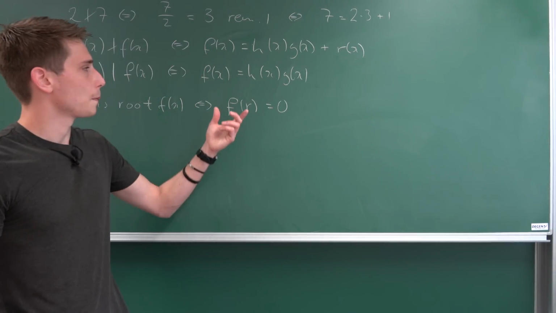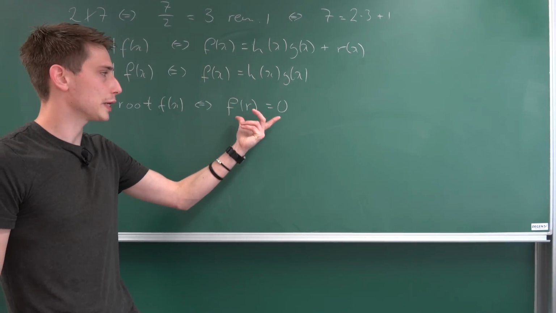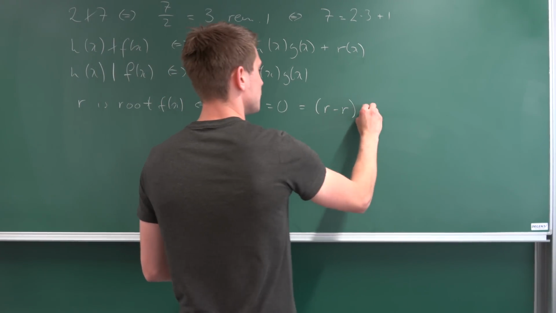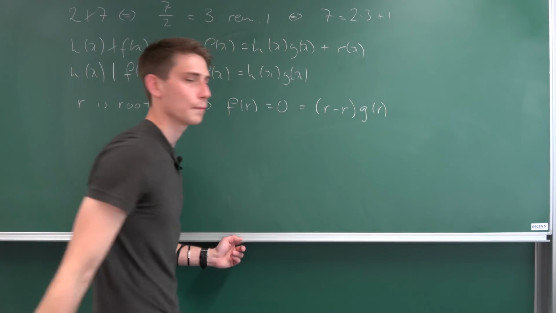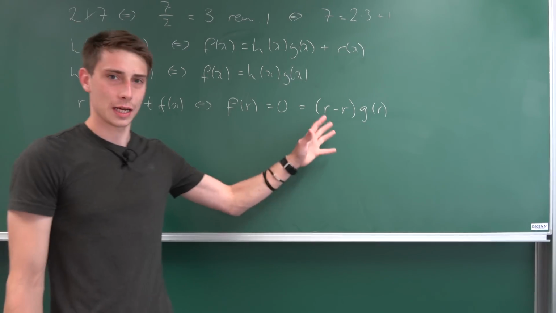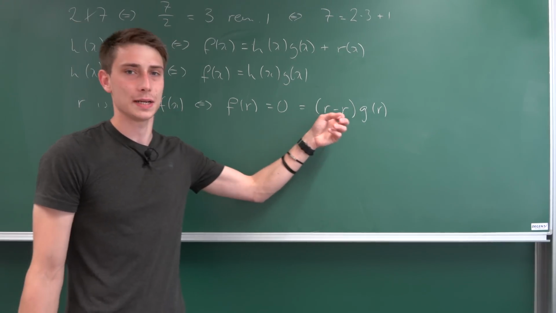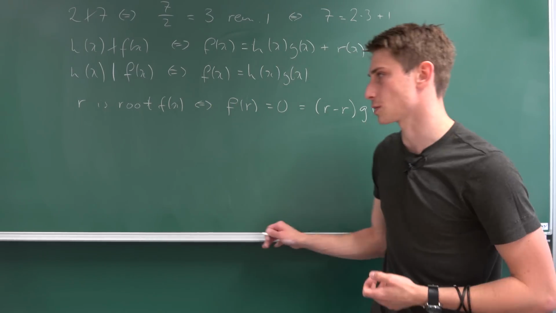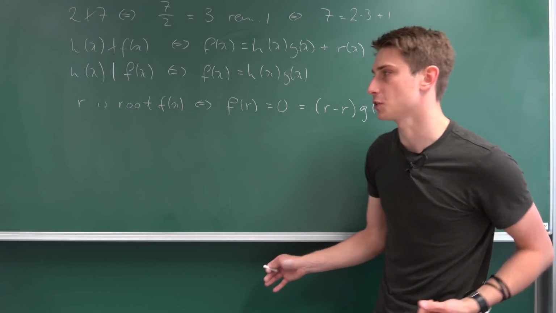If we take a look at this definition, we can rewrite this statement a little bit more into R minus R times g with respect to R. I hope you can see where this came from. R minus R is going to be 0. That means this whole thing is going to be 0, since g is just a polynomial and it's multiplicative.